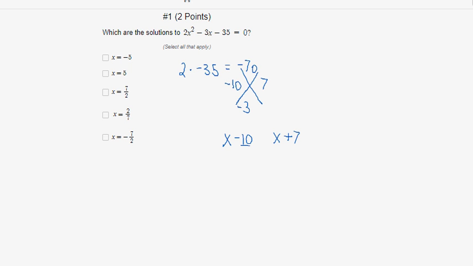And then we've got to divide by 2, divide by 2. So we have x minus 5 and x plus 7/2. And we know for the solutions, we're just going to take the number portion of the binomial and switch the sign. So we're looking at x equals 5 and x equals -7/2.